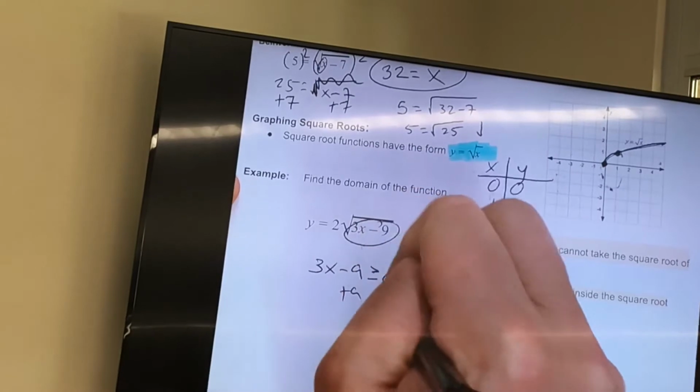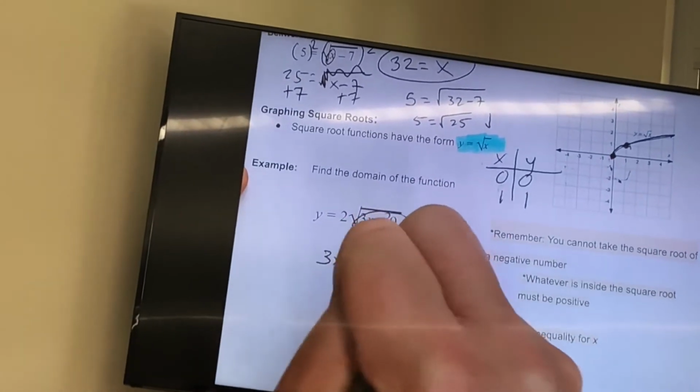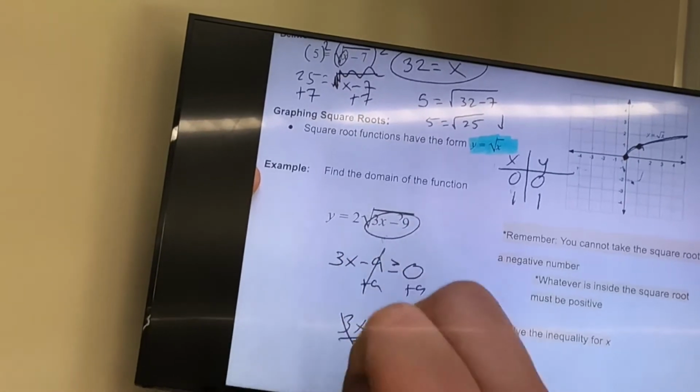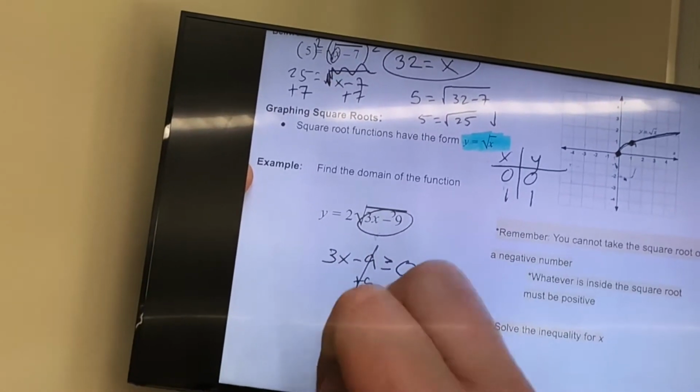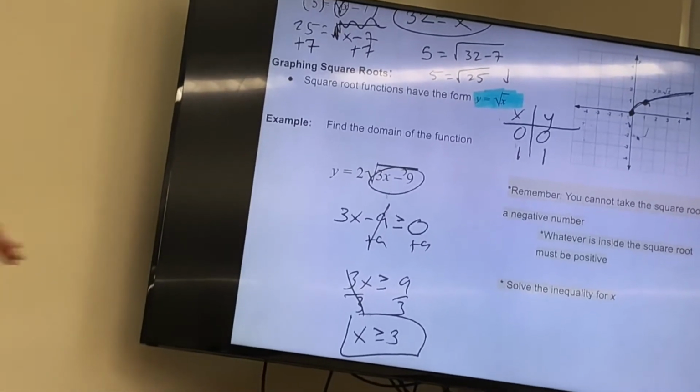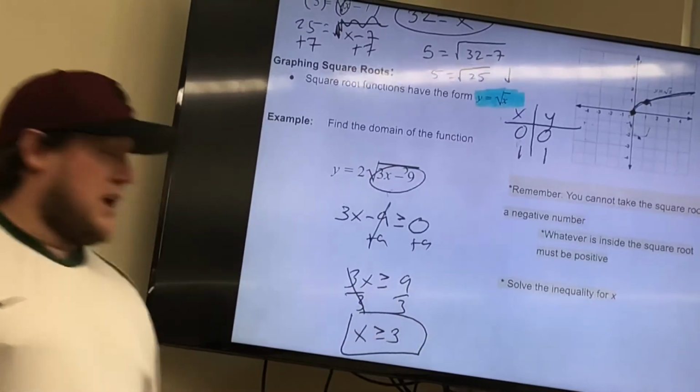We're going to add 9 to both sides. 3x is greater than or equal to 9. Divide by 3. X is greater than or equal to 3. So that will be our answer. That means that the first x value you could plug in would be a 3.